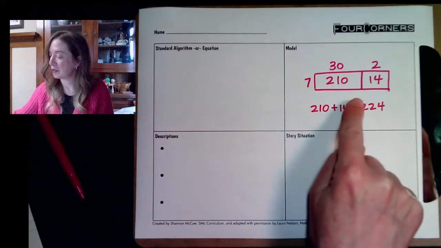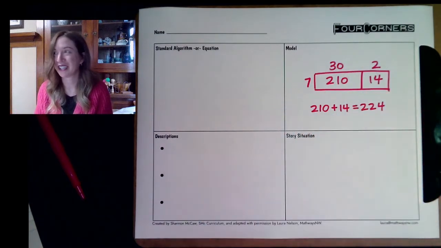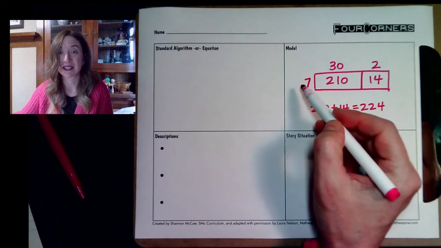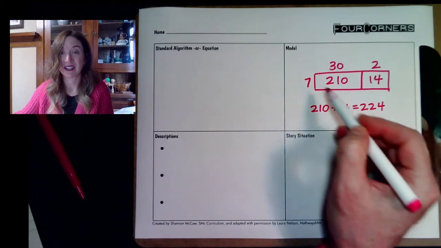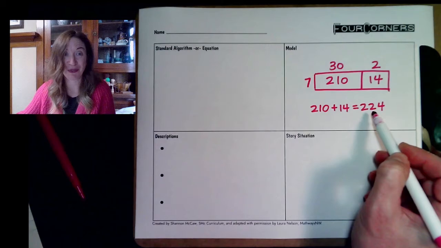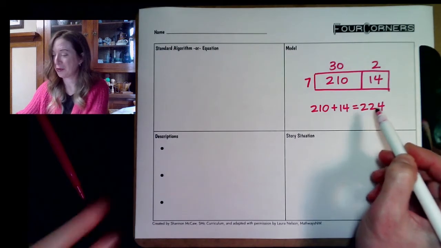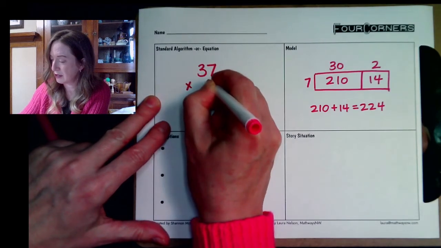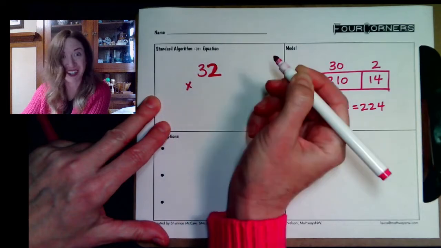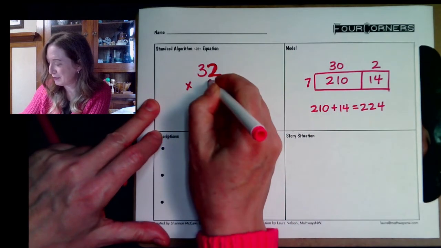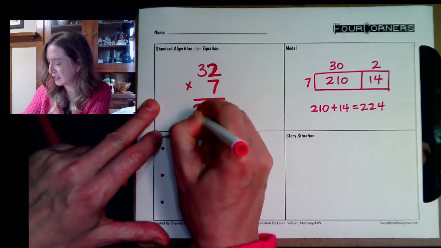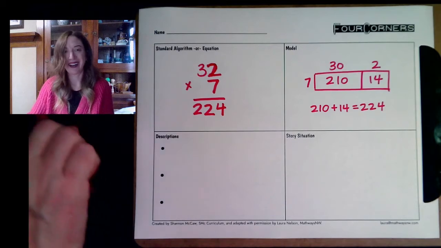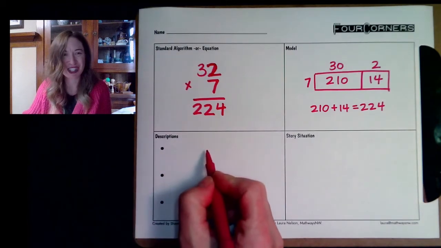So looking at this model, this is an area model for multiplication. I might see that this shows 32 times 7 is 224. So I would write that down over here. 32 times 7 is 224. Now I need to come up with some ways to describe that.